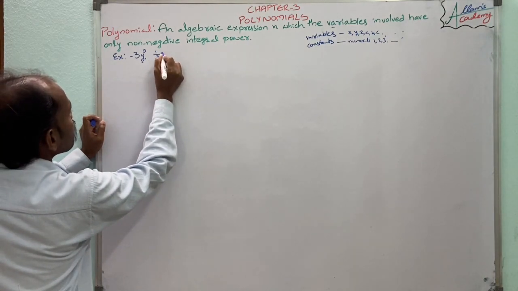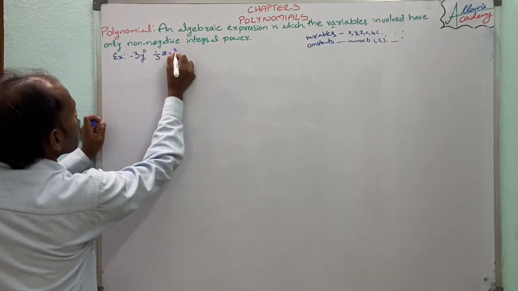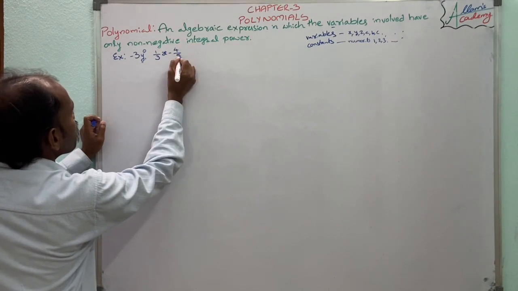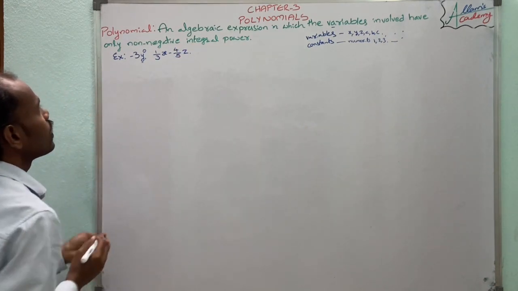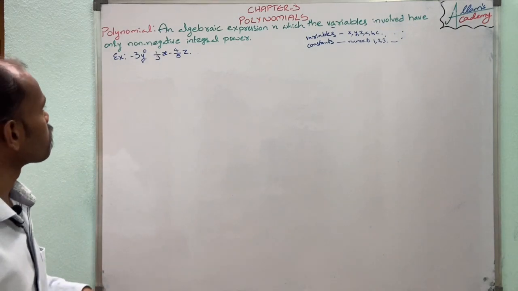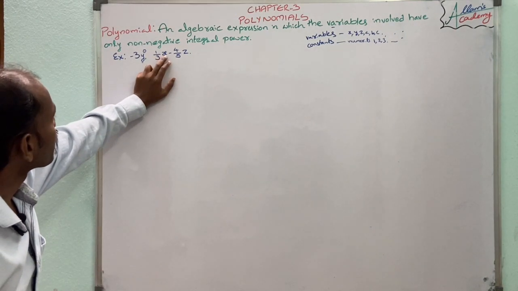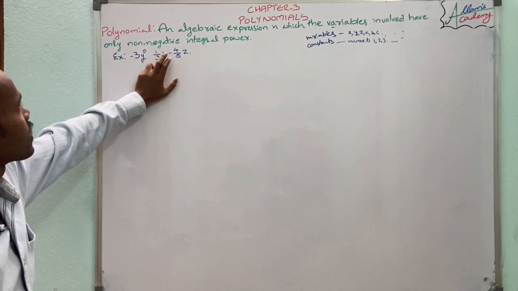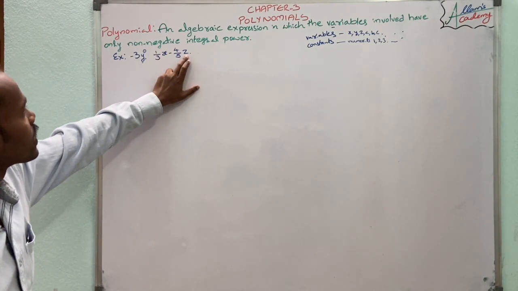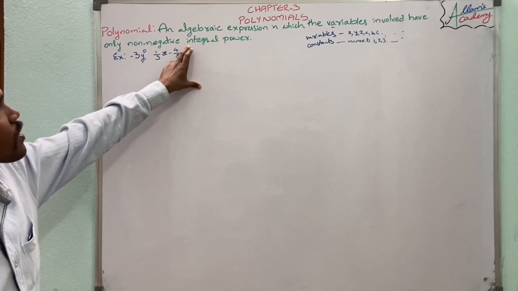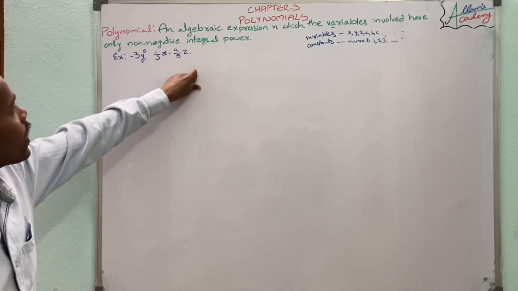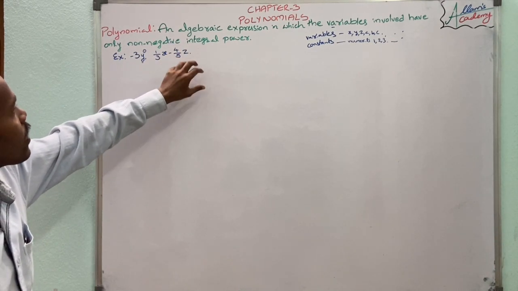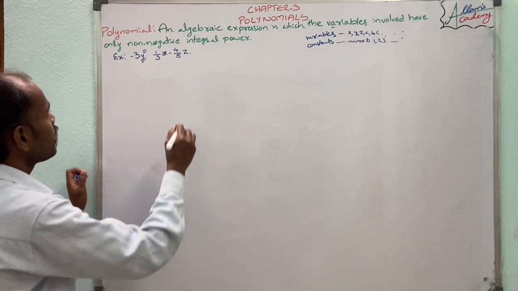1 by 3 x minus 4 by 5 z. Now here also observe, the exponent of the variable x is 1 only. The variable z also has exponent 1, so it is also an algebraic expression.